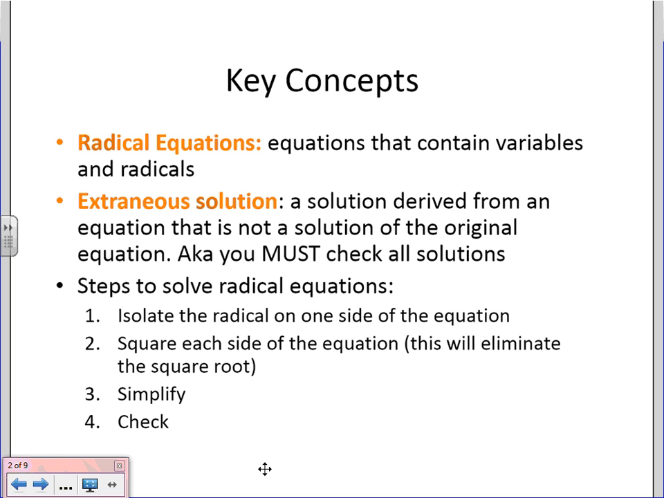Okay, so the first key concept that we're going to talk about is radical equations. And radical equations are just simply plain old equations that contain variables, numbers, and also radicals.